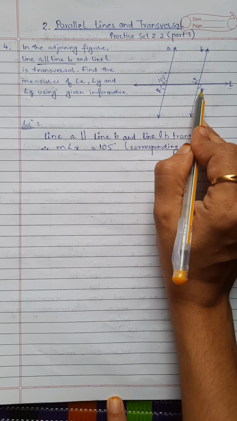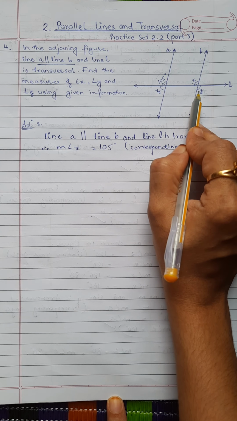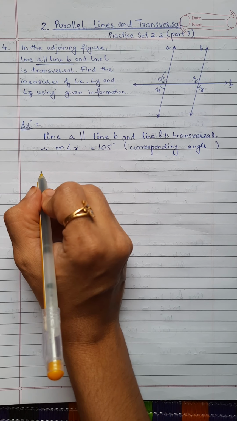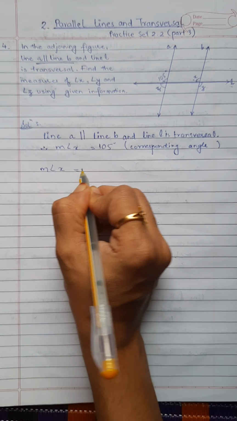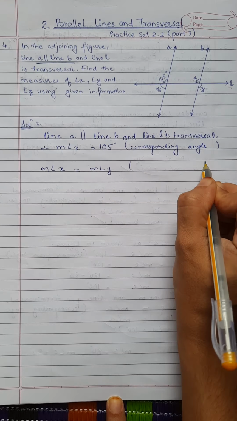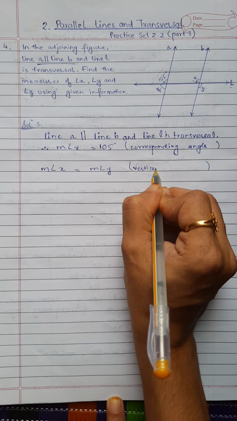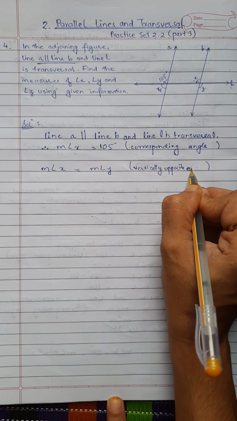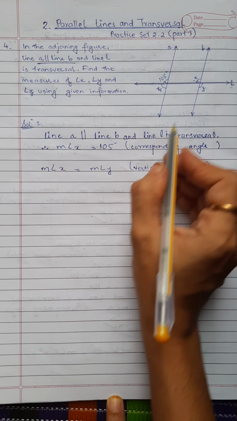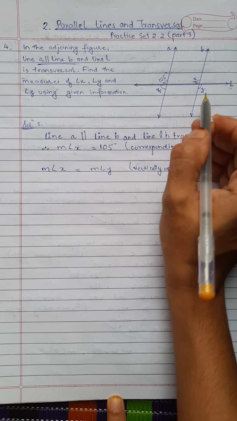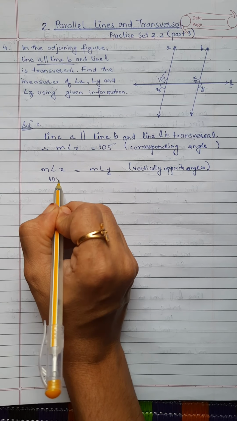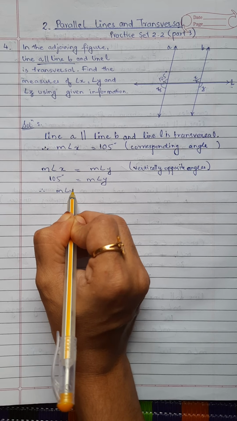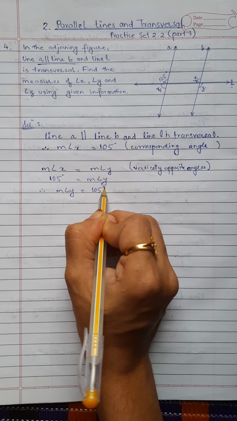You can see X forms a vertically opposite angle with Y, and vertically opposite angle measurement is always the same. This is the property, so write the same here. Measure of angle X will be equal to measure of angle Y. The reason will be vertically opposite angles. Whatever the measurement of X is, the same will be of Y. X is 105, so write 105 degree is equal to measure of angle Y. Therefore, write it in a proper way: measure of angle Y will be equal to 105 degree.